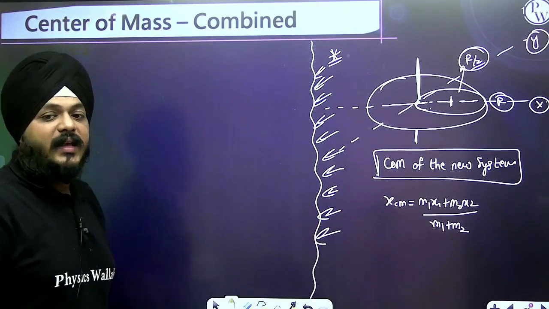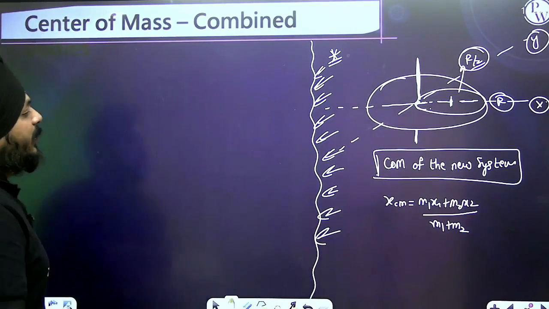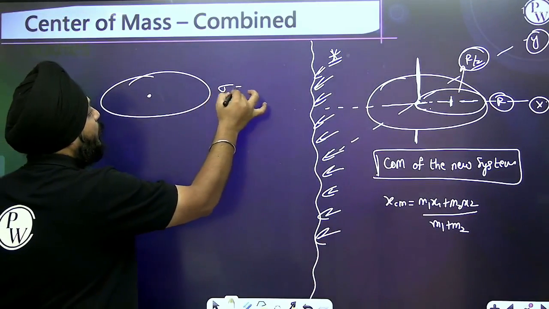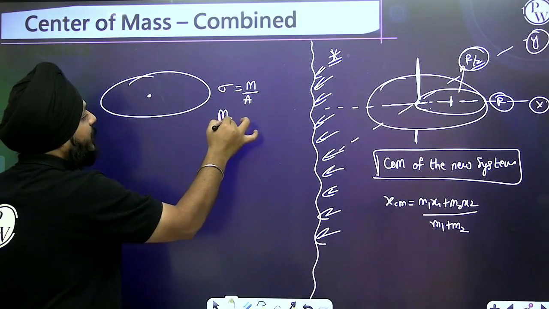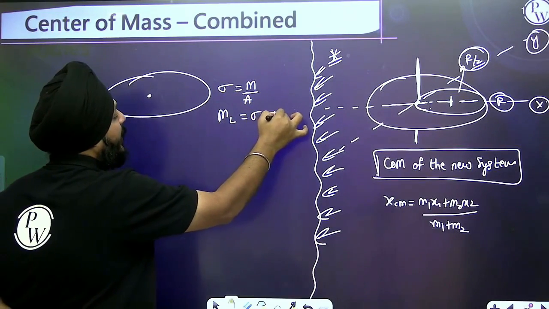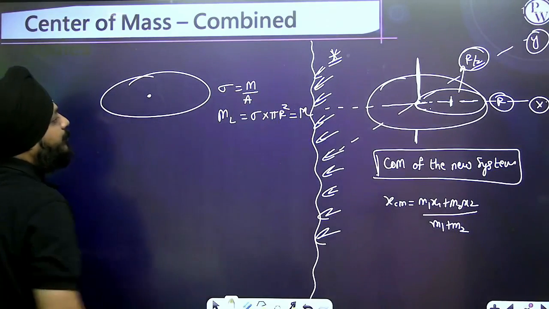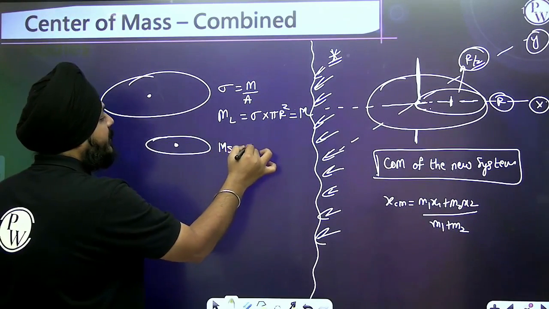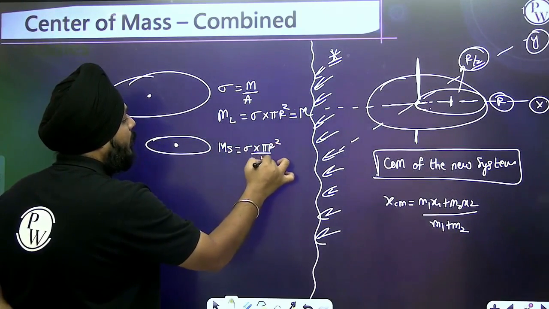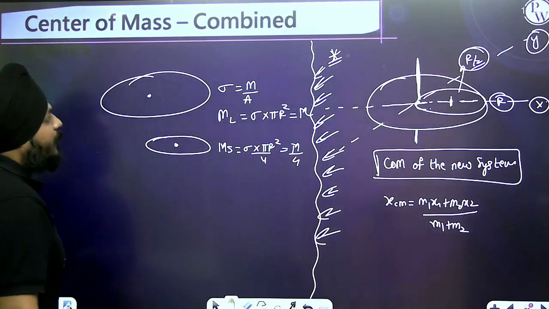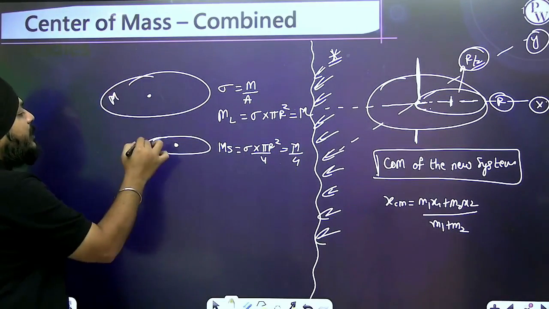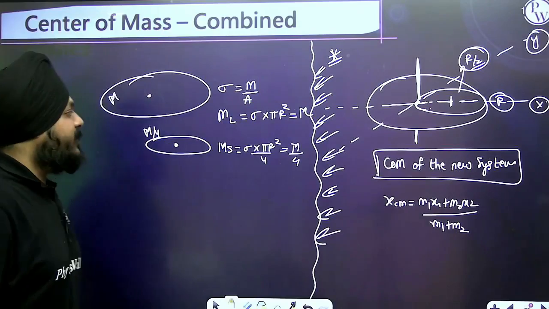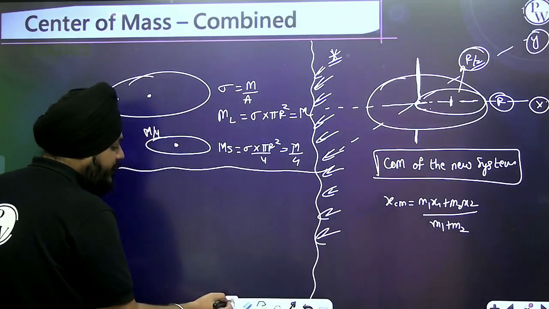If I write for the larger disk, the mass is distributed over the specific area. So mass of the larger disk is equal to sigma into pi r square, that is capital M. For the smaller disk, the radius is r by 2, so the mass is sigma into pi r square by 4. Mass of the larger disk will be M, mass of the smaller disk will be M by 4. We got the masses. Let's replace this into the formula to get the specific results.